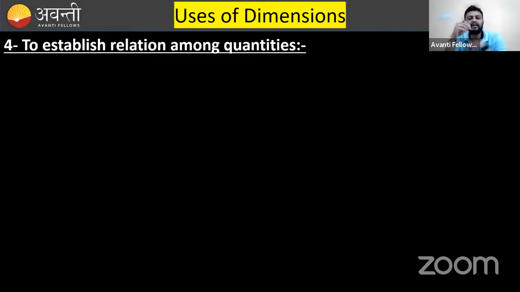Next is, what are the uses of dimension? The basic topic was to establish relations among quantities. So we can use this method of dimensions to establish relations among quantities, but the condition is that the relation should be either of multiple or division type. Otherwise, we can't do the same. The statement is clear now. We can establish relations among quantities, but the condition is that the relation should be either of multiple type or division type. Otherwise, we can't do this.